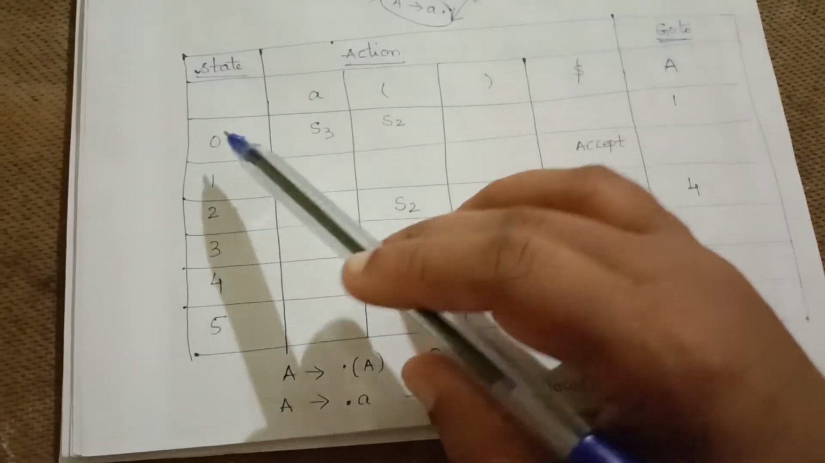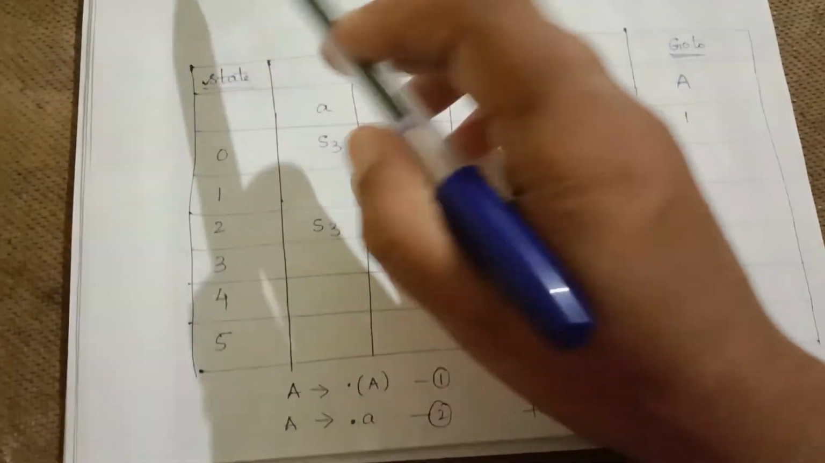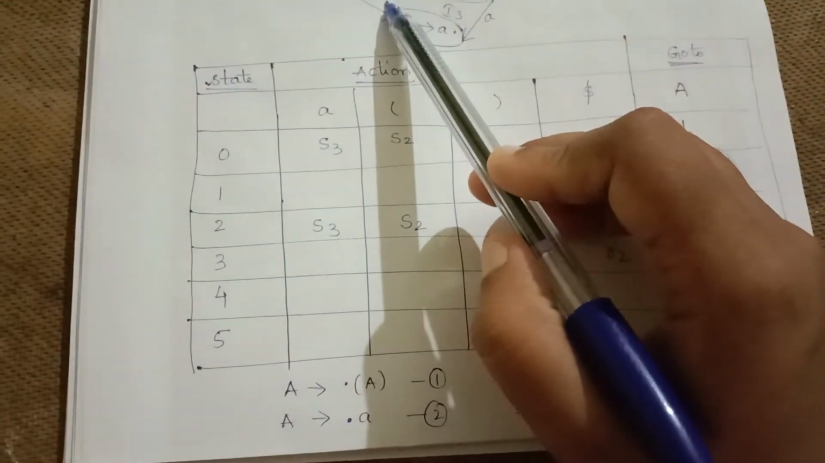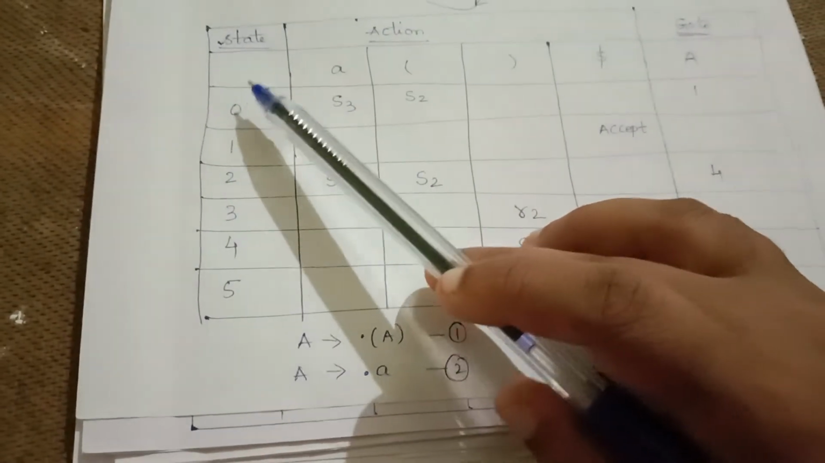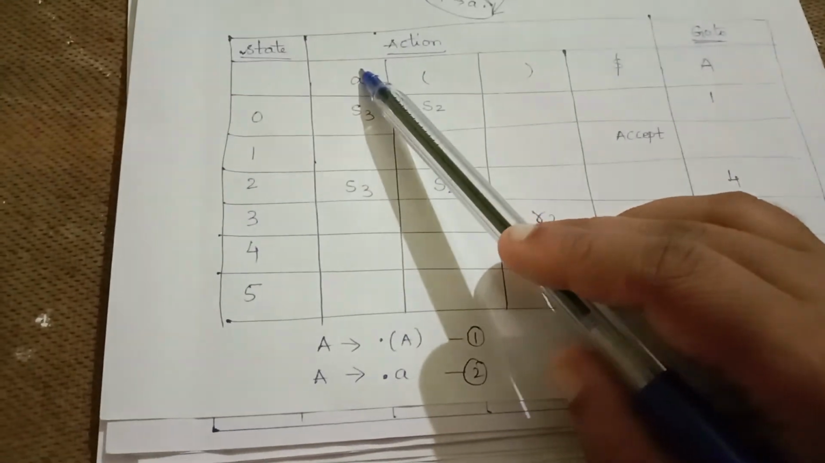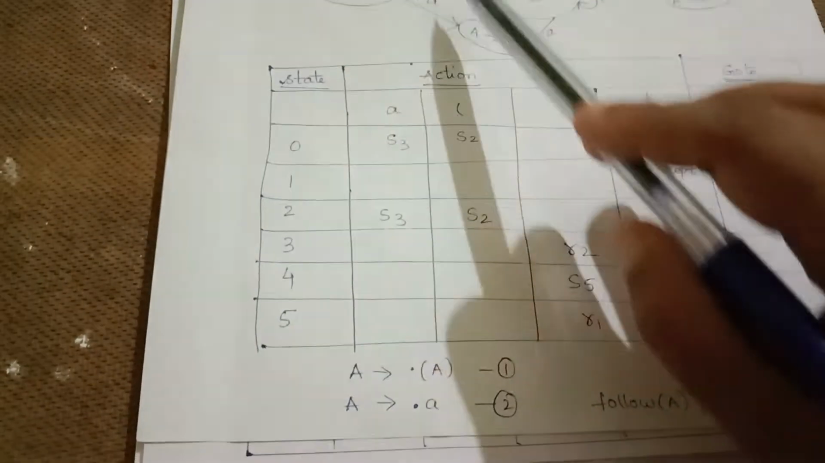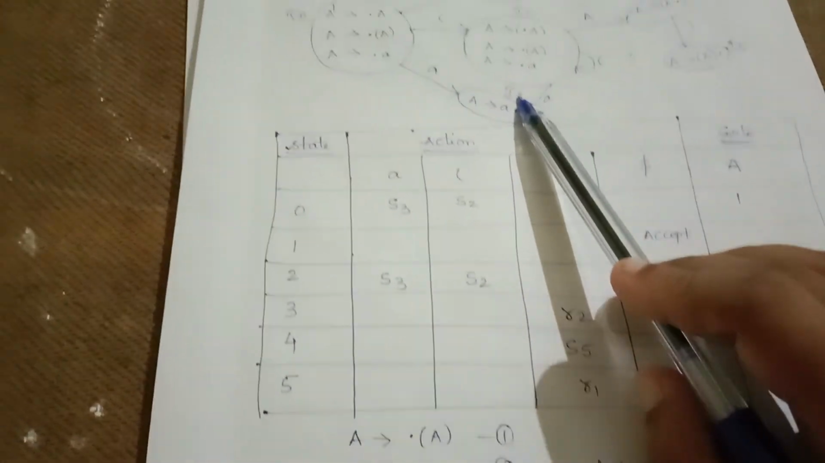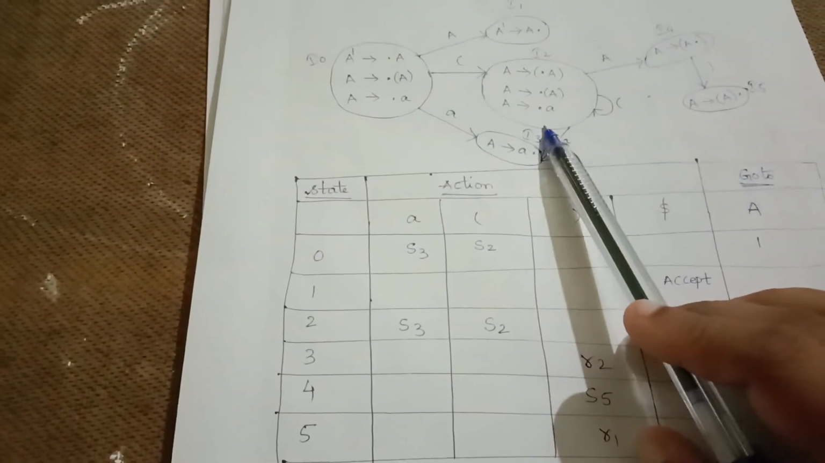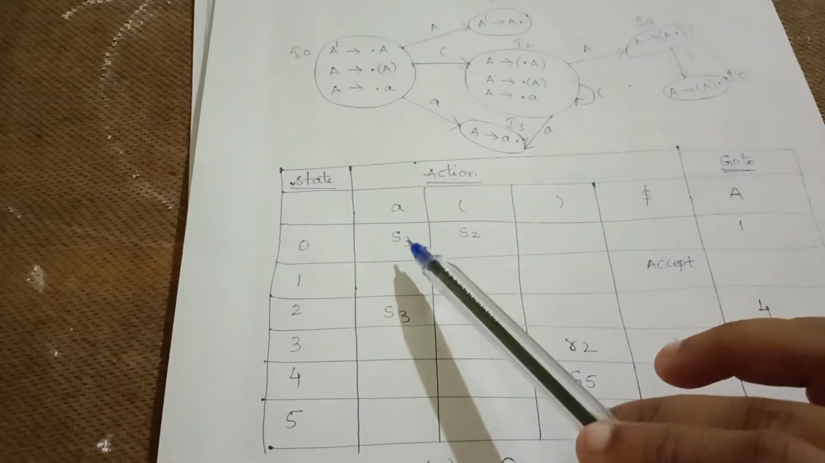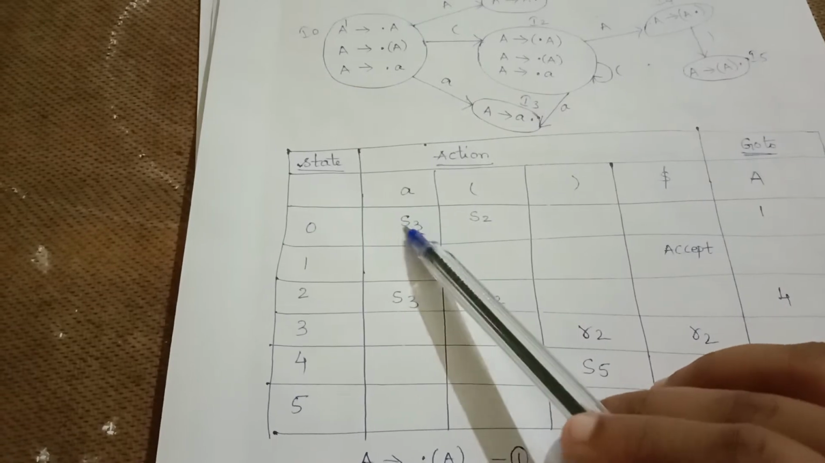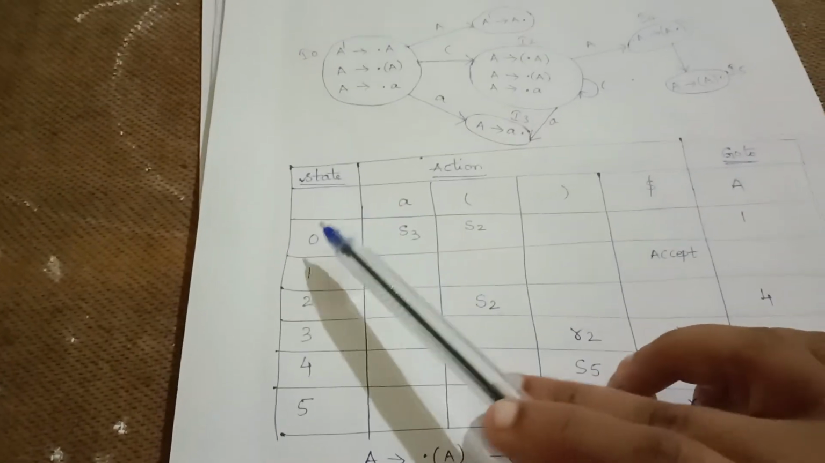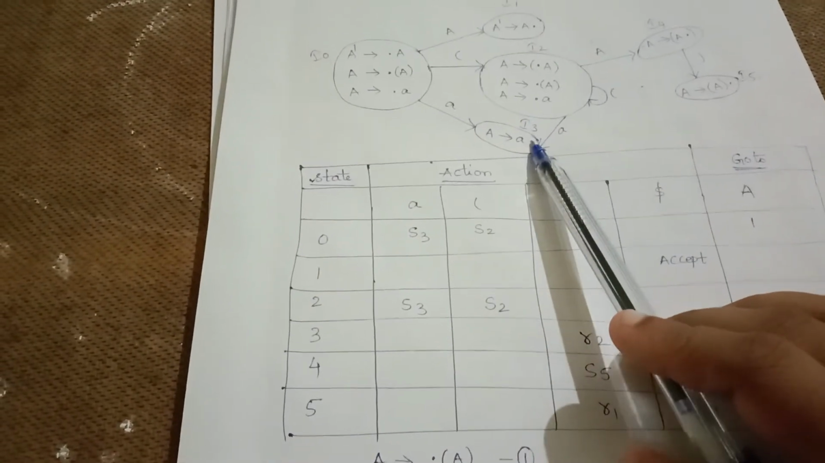Now check here, 0 on symbol A. 0 on A, it is moving to state I3. So here in action we are going to consider it as shift. For shift we denote it as S. So 0 on A, it is moving to state 3.